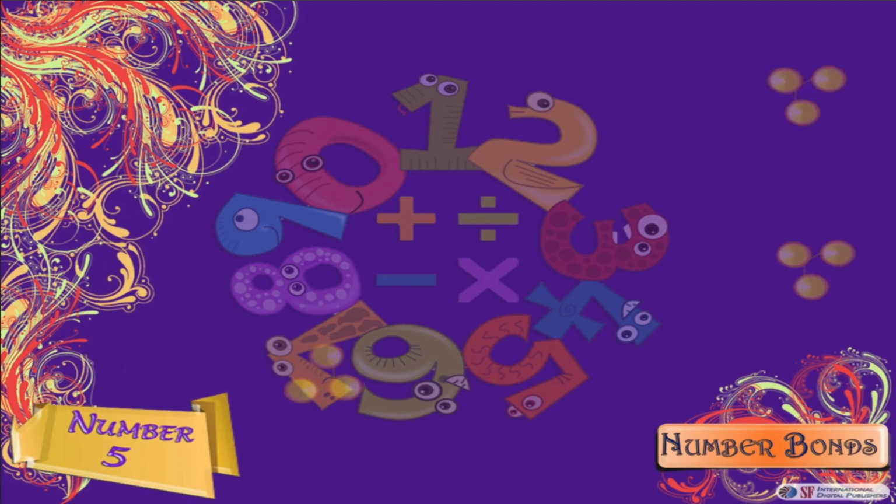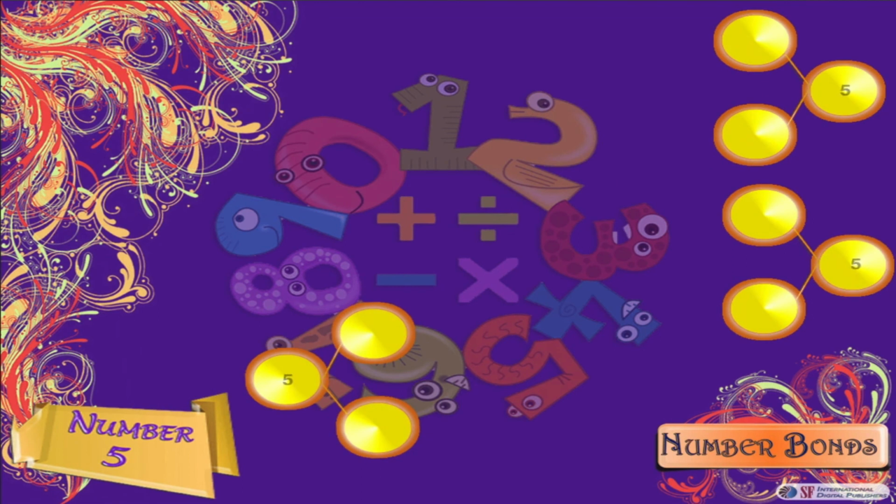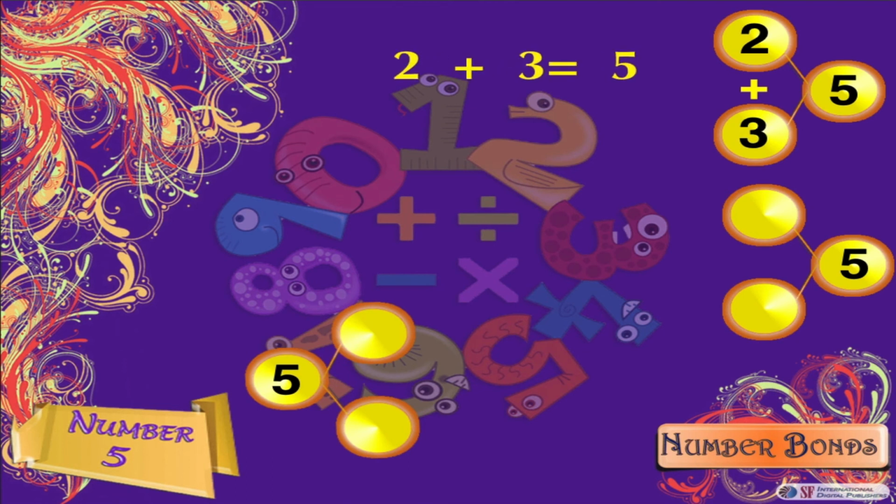In this example, we are going to generate number 5 with the help of its bonds. To do so, we have 3 pairs that can make number 5. First pair is 2 and 3. In this pair, when you add 2 and 3, it returns number 5.